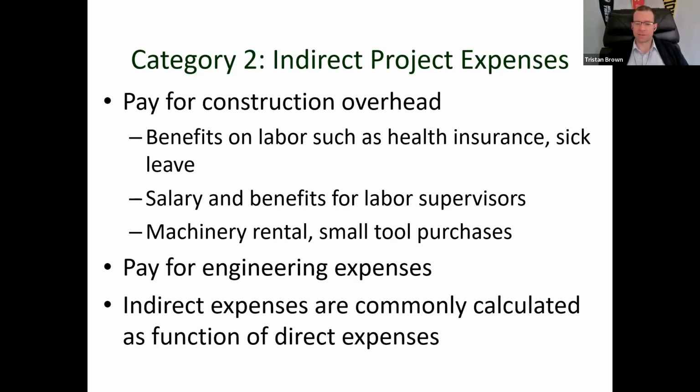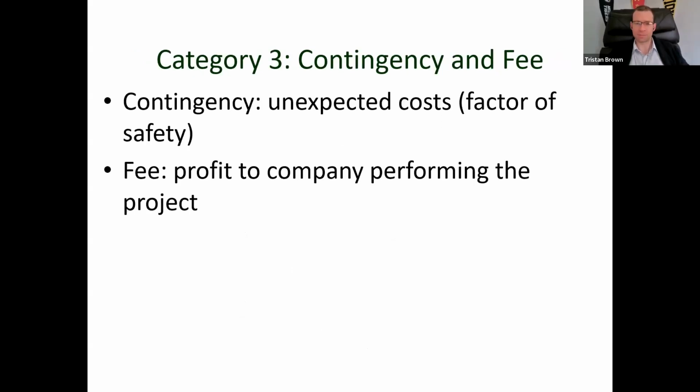So indirect expenses for TEA purposes, though, they're commonly calculated as a function of direct expenses. And so, again, not always going to be the case. This is why we have plus or minus 30%. But at least for our type of high level assessment, if you know your direct expenses, we typically calculate indirect as a function of that.